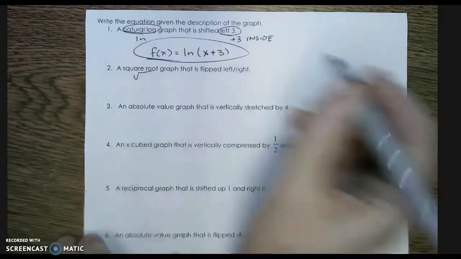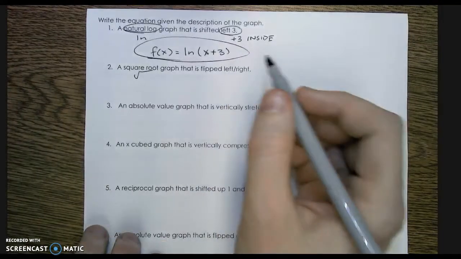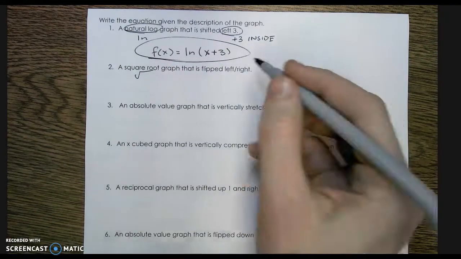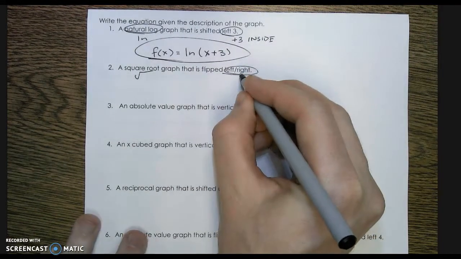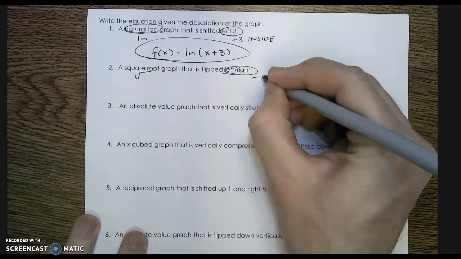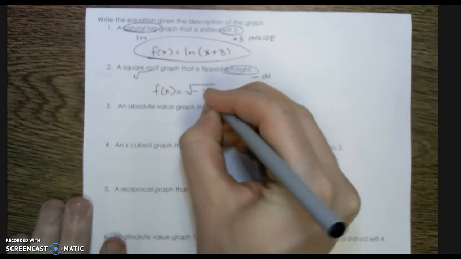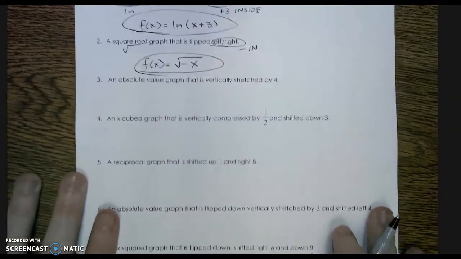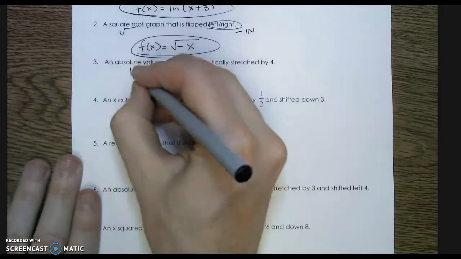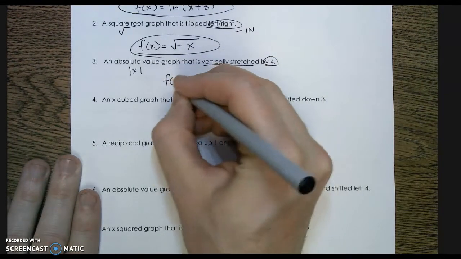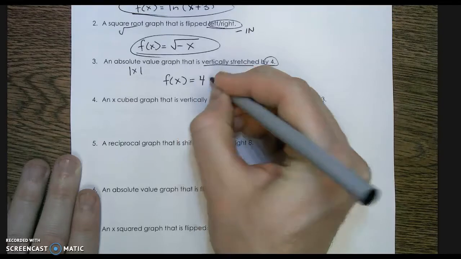And example 2, a square root graph, flipped left and right. So if we're flipping something left and right, remember that is reflection over the y-axis. And so that means there's going to be a negative inside the square root. So this would be f of x equals square root of -x. Example 3, absolute value, vertically stretched by 4, which means there is a 4 being multiplied in front of the absolute value.